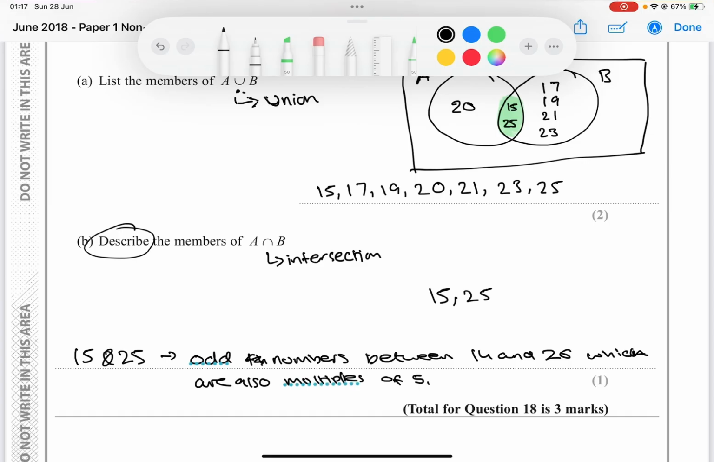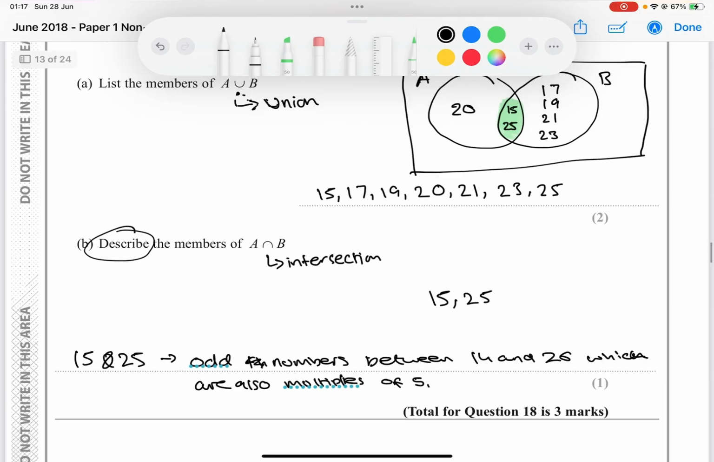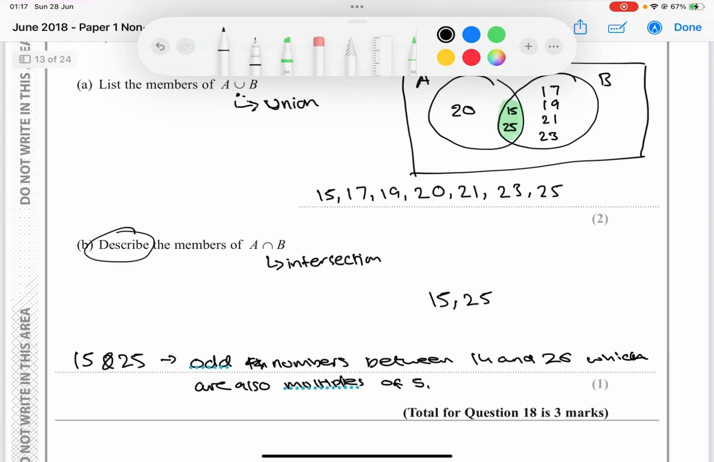I would probably go about describing them because obviously examiners tend to just get harder and harder as years progress, so I would describe and not just leave it at that. But the mark scheme does say that if you left it as 15 and 25, you would get the mark, but just to be safe, I would write a statement.